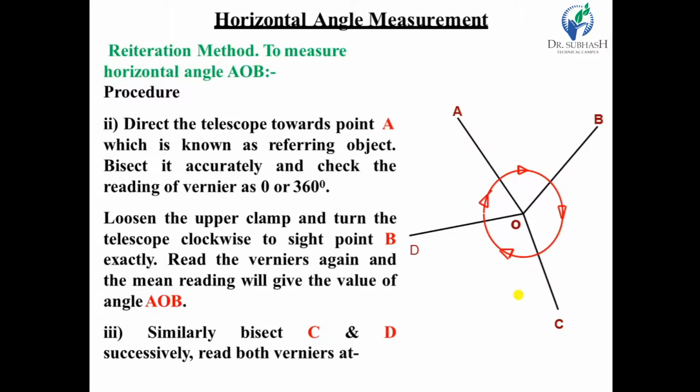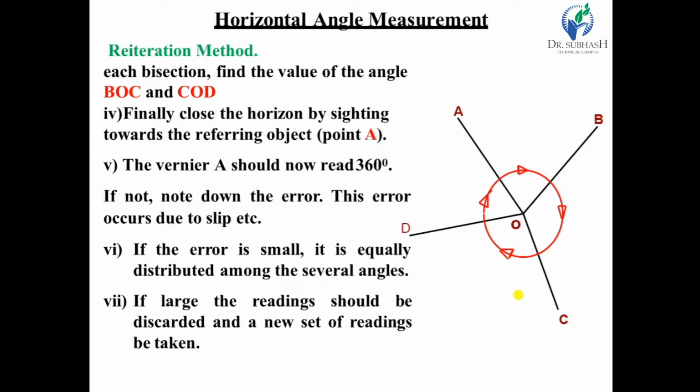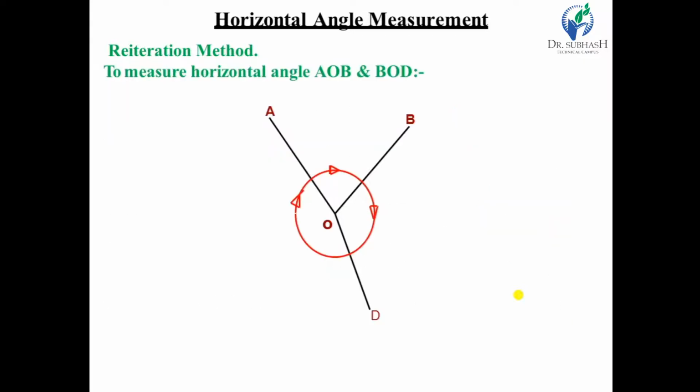Similarly, bisect C and D successively and read both verniers at each bisection. Find the values of angles BOC and COD. Finally, close the horizon by sighting towards the referring object. Vernier A should now read 360. If not, note down the error. These errors occur due to slip. If the error is small, we equally distribute it, and if the error is larger, the readings should be discarded and a new set of readings taken.